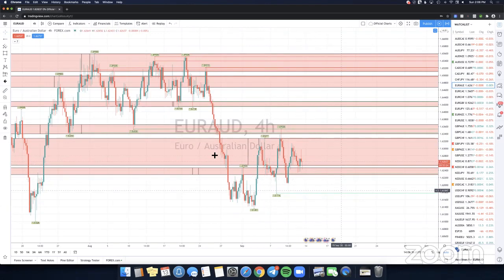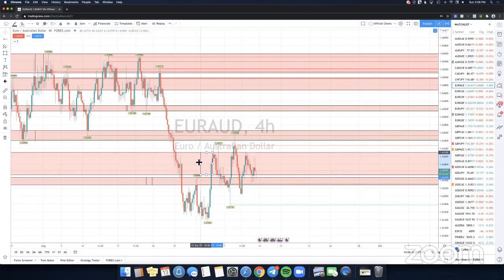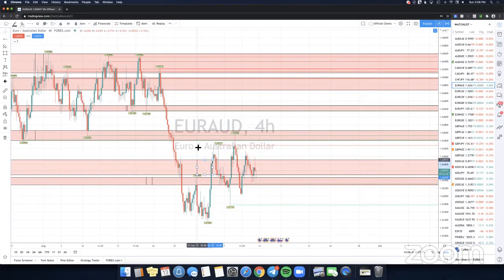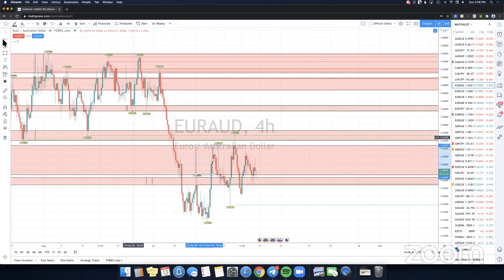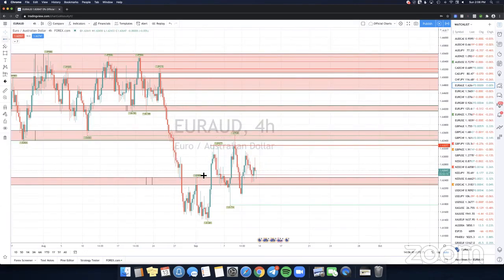The thing is, at this point, instead of having these zones right here, you might want to just have lines so that you can see where the rejection points are, because this area is so huge that you can still trade within it. You can literally trade within this zone right here.